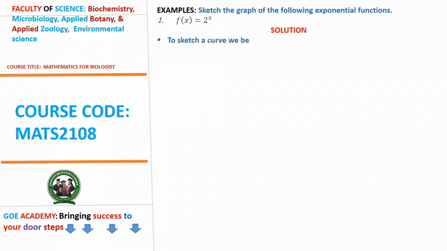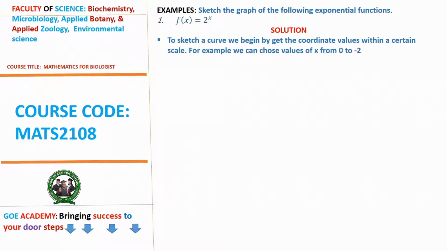So how do I sketch an exponential function? For me to sketch a curve, I need the coordinate values, and the coordinate values must be within a certain scale. I can decide to choose my range of values of x to be from 0 to -2, or from -3 to 1, or from 0 to 1. The fact is that you need at least 2 values.